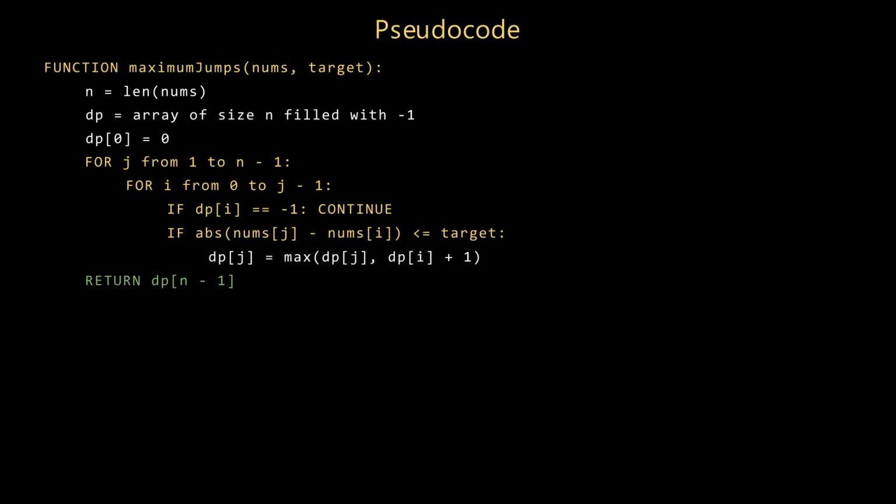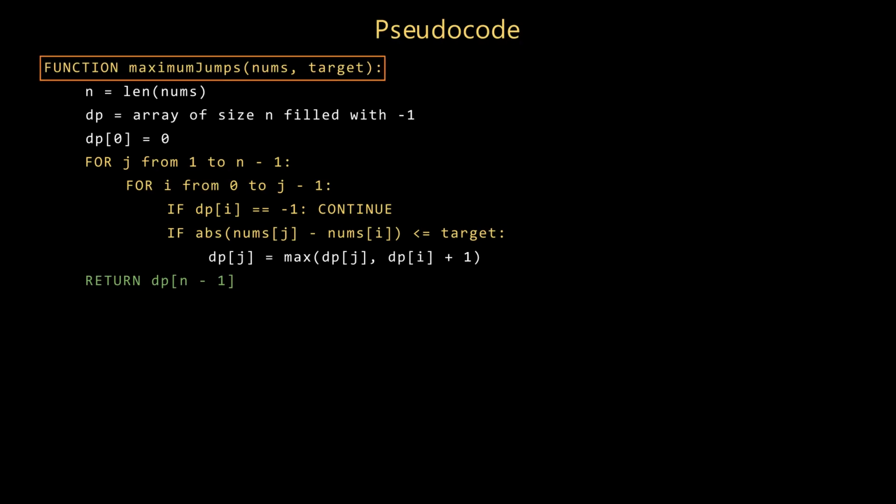Define the dynamic programming array, then for each destination j, scan earlier indices i. If i is reachable and the value rule allows the jump, update dp[j]. At the end, return the last dp entry.